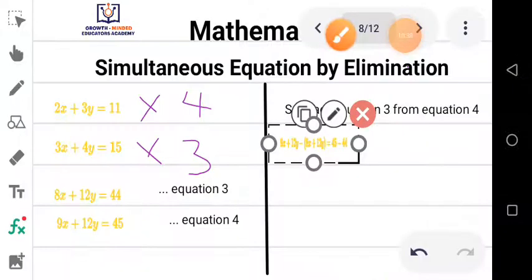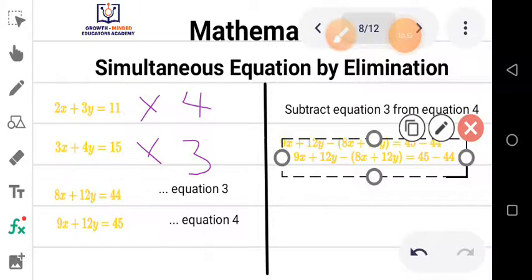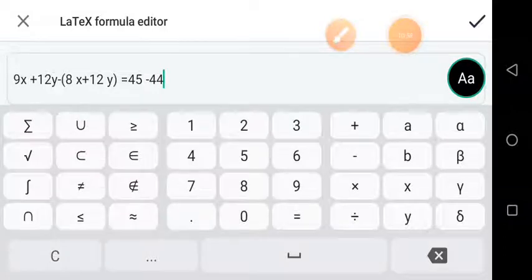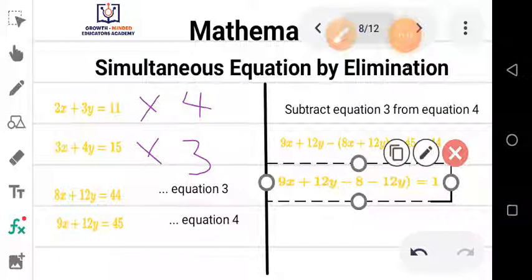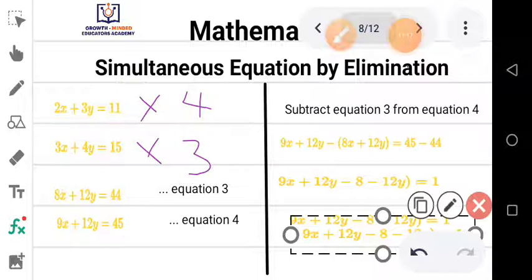Okay, so can you see that now? So we have 9x minus 12y minus (8x plus 12y) equals 45 minus 44. Remember we are subtracting equation 3 from equation 4. So if we solve this now, we're going to have 9x minus 8x, opening the brackets, minus 12y, equals 1.